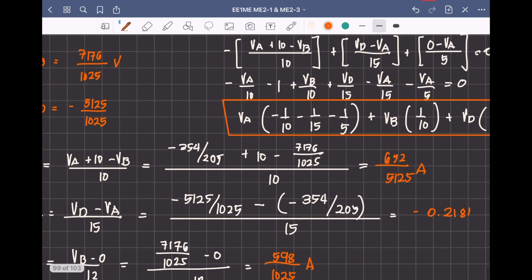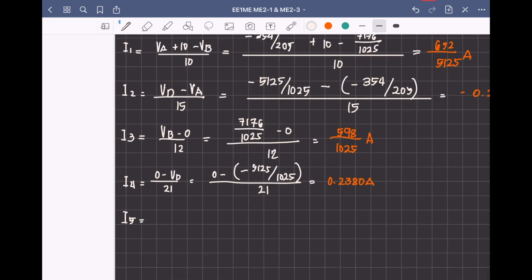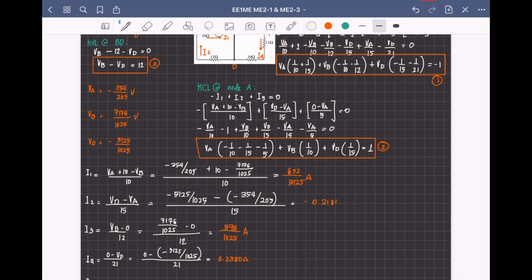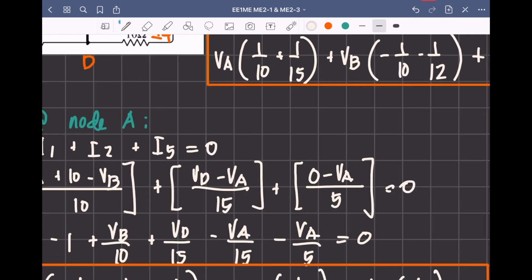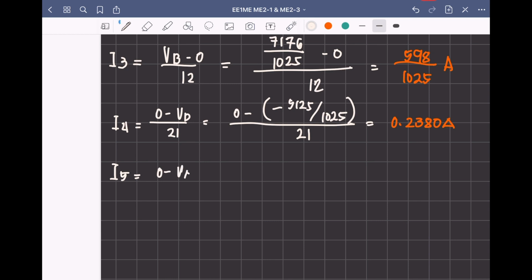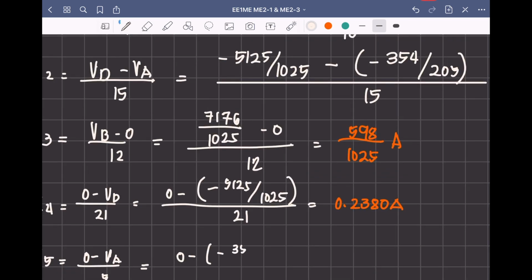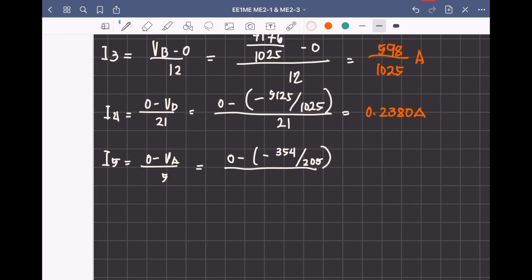Okay. Next is, you have I5. Okay, balik tayo. I5 is 0 minus VA over 5. Ito siya. 0 minus VA over 5. And that's equivalent to 0 minus the quantity of what's VA. VA is negative 354 over 205. Okay. All divided by 5 ohms. And you'll be able to get your current, your fifth branch current, which is 354 all over 1025 amperes.